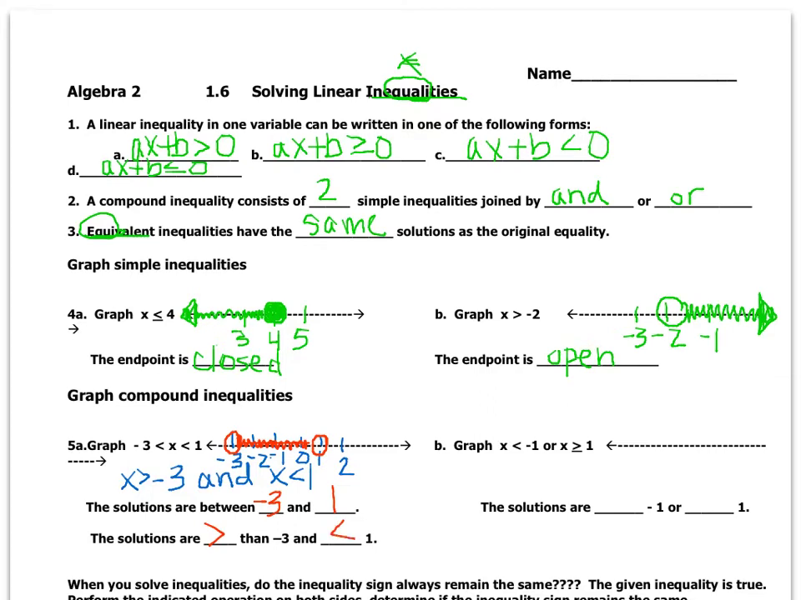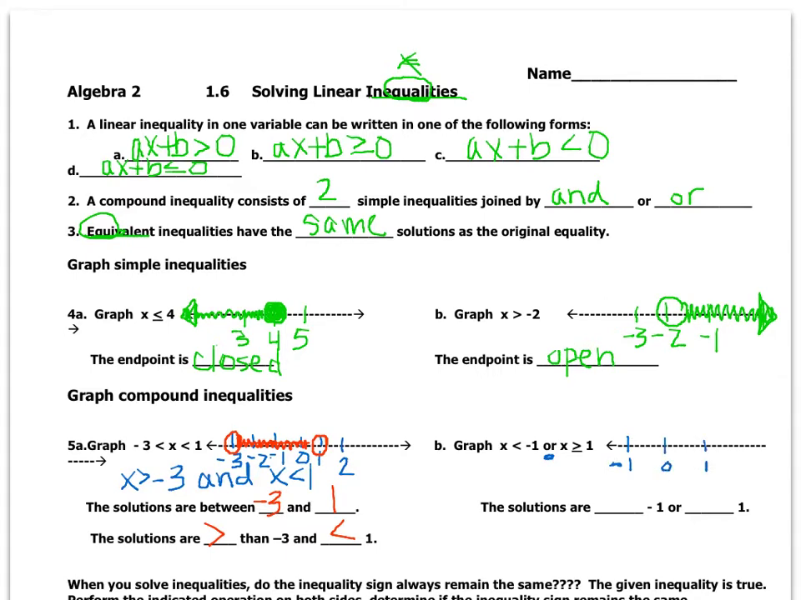Looking at this next problem, it says graph x is less than -1 or x is greater than or equal to 1. This is written as two separate inequalities already, so we don't need to split it up. -1 is going to be our smallest. I've got 0 and I've got 1.